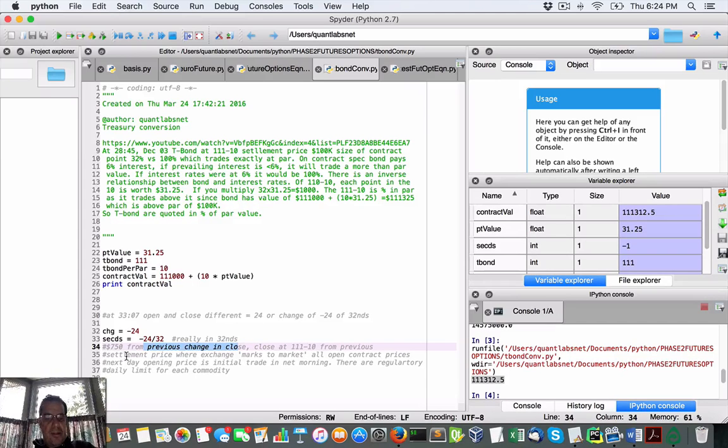Now here's how it supposedly works. You get a settlement price on the exchange where that will mark to market all open contract prices, and then the next day you use the opening price for the initial trade in the morning. And just another note that there are regulatory daily size limits as well.